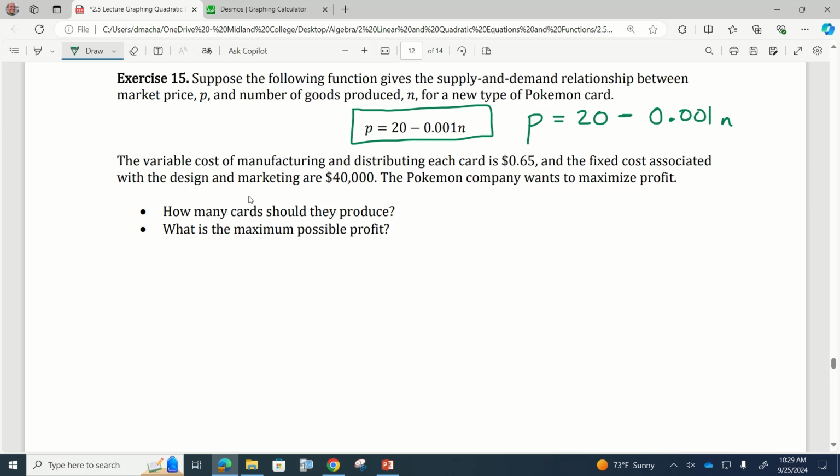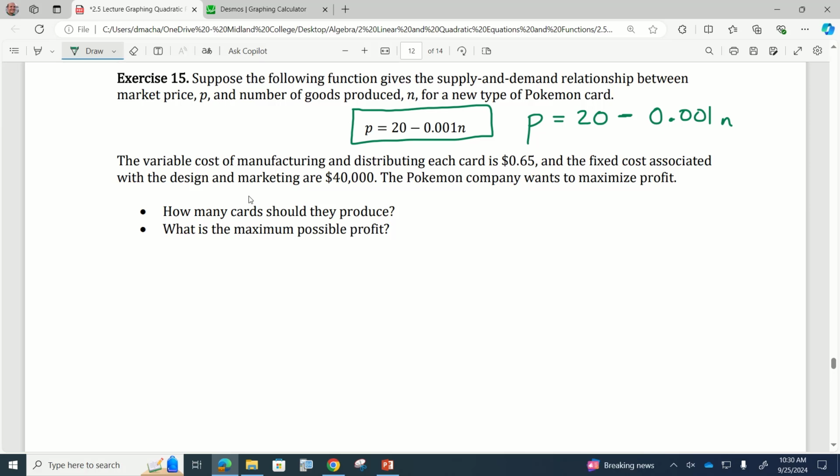And what this equation is telling us is if they only made one card, right? The Pokemon company only produces one of these Pokemon cards, then the price would be about $20, right? If it's that rare, people might be willing to pay $20 to get something that's one of a kind, you know? There's people who collect cards like this, and the more rare the card is, the more it's worth.